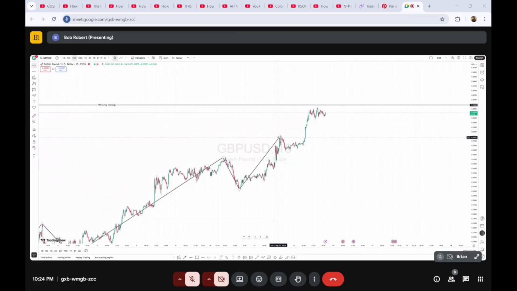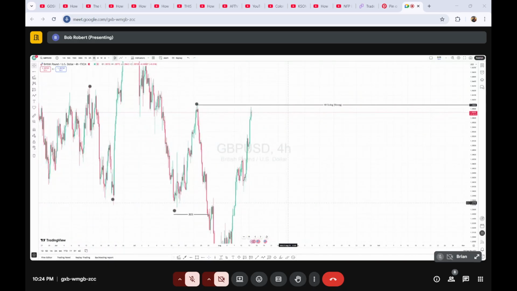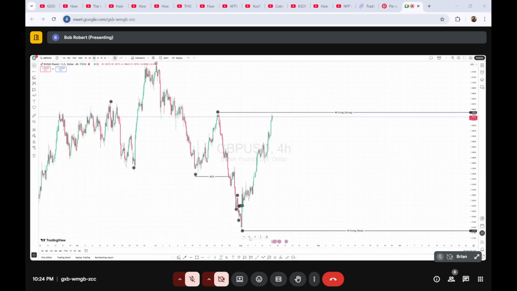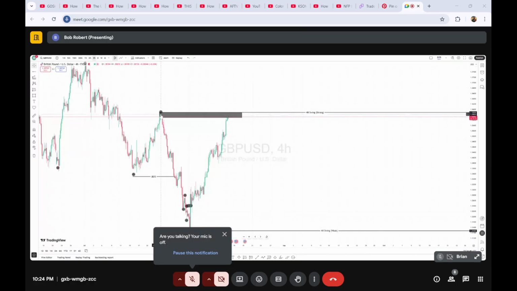Now, I'm going to take you back to 4 hours time frame, so that I show you something. Now, we have said from the previous statement that I made, like the swing strong is always respected. So at this point, we do not expect the market to go beyond this level, beyond this point. This is the swing strong. This is the swing lower high.